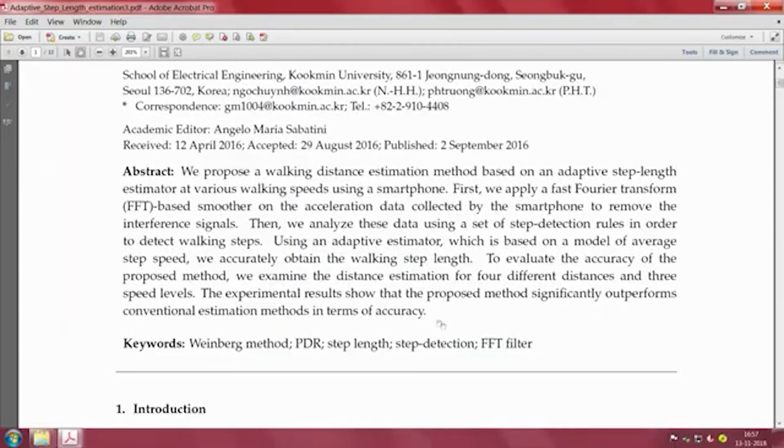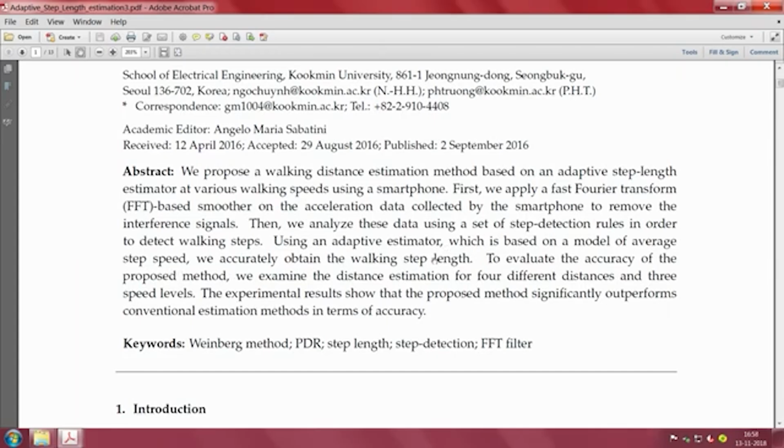So that is interesting. There is an application of a Lagrange multiplier and all that, so we can have a look at that. So let us read the abstract. This is an adaptive stride length estimator for various walking speeds. You can see we apply FFT, fast Fourier transform smoothing, for the data that you collect. Then we analyze this data set for step detection rules in order to detect walking steps, and then there is an adaptive estimator which is based on the model of average step speed.